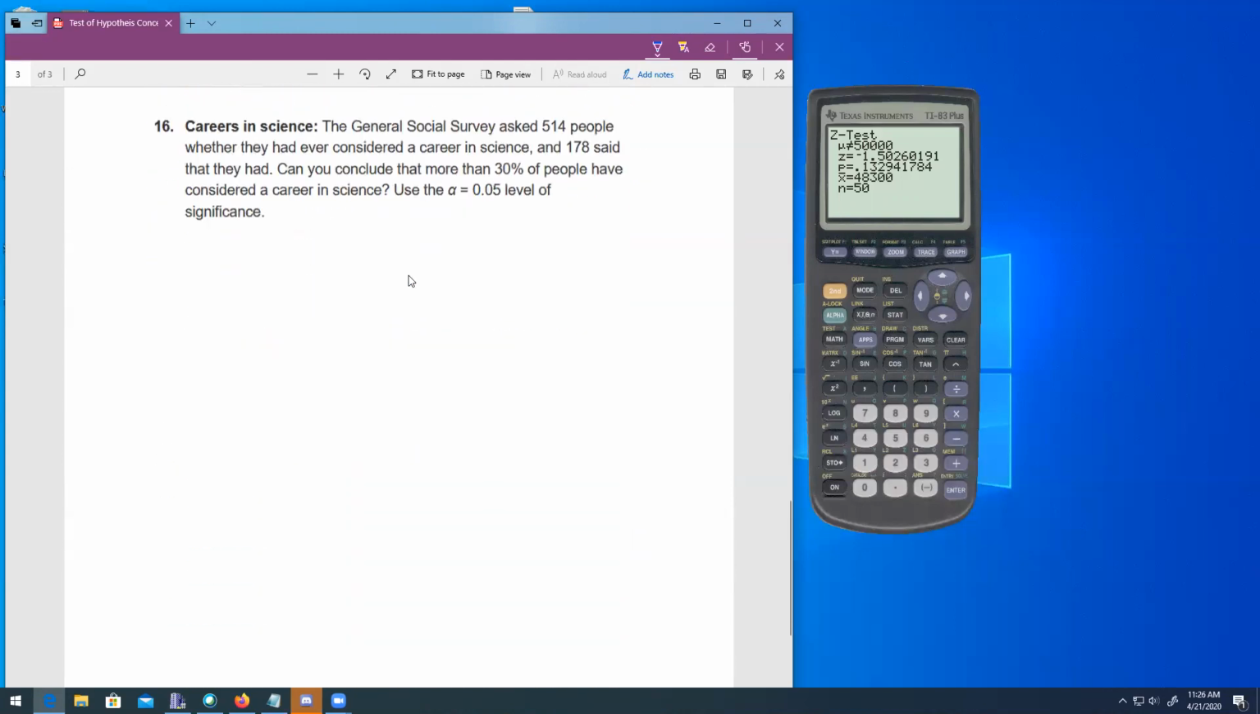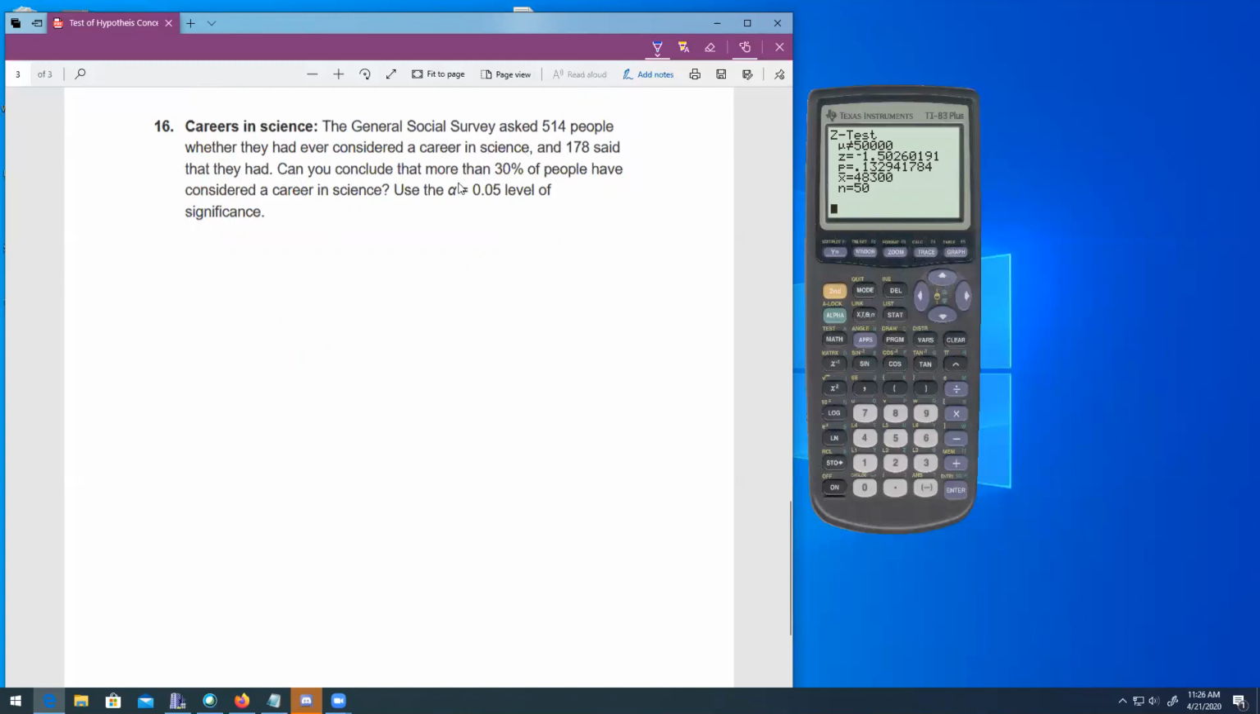Okay. Next one. A general social survey asked 514 people whether or not they ever considered a career in science. 178 said that they had. So with this one, we're not measuring anything. We're not asking how long did you study science, how much did you spend on your test, how many years of college did you have, how many hours of research did you do. They didn't ask any of that. They just said, have you ever considered it? And this is a yes or no answer. 178 said that they had.